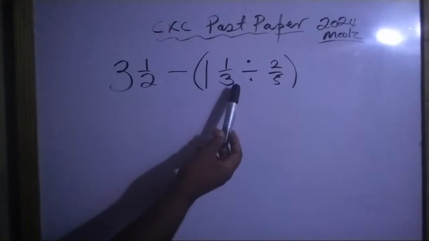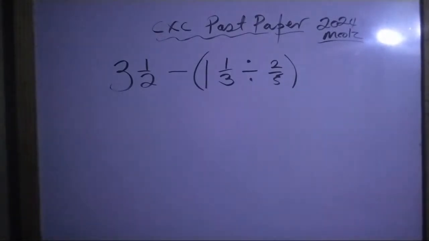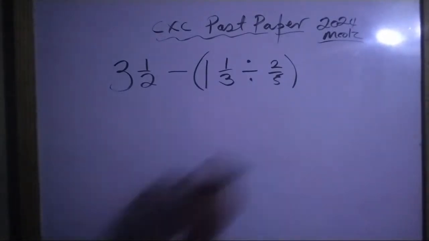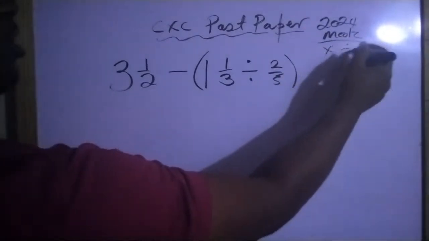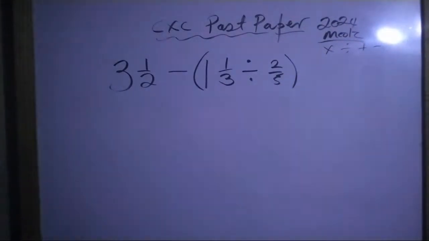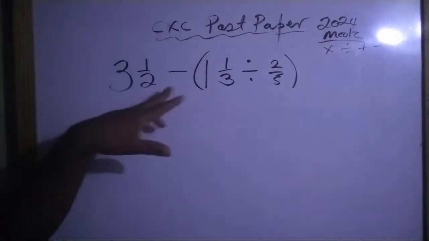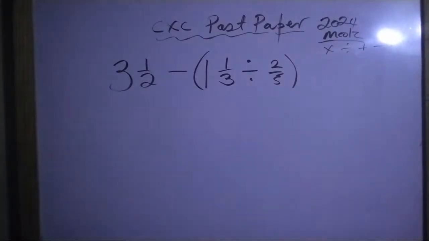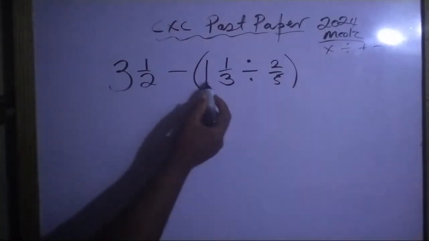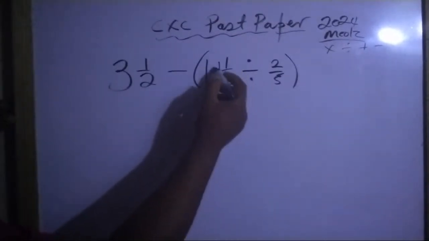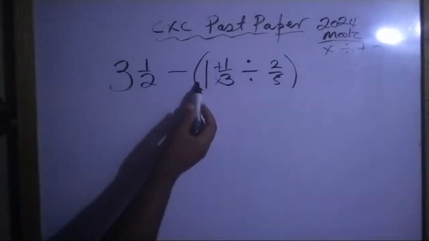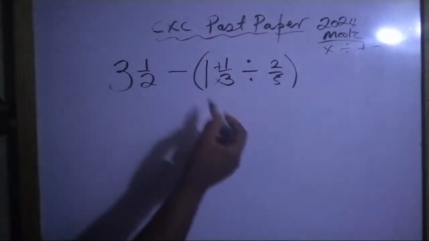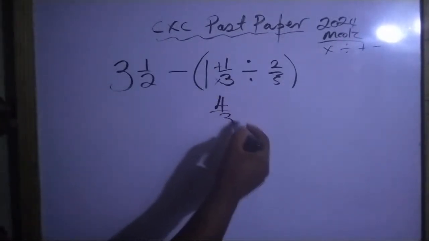So guys, you actually have to do the division part first, right? Because according to the order of operations, you have multiplication, division, addition, subtraction. So division comes before subtraction, so we have to divide first. So what we do, we convert 1 1/3 into an improper fraction. So 1 times 3, that's 3, plus 1, 4/3.